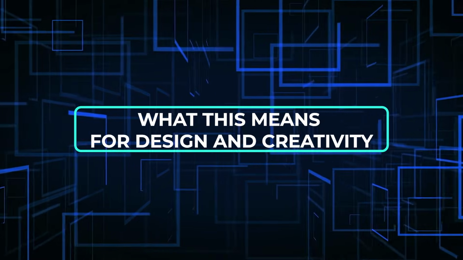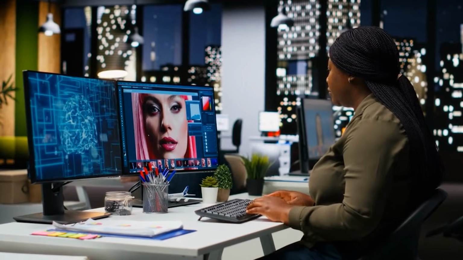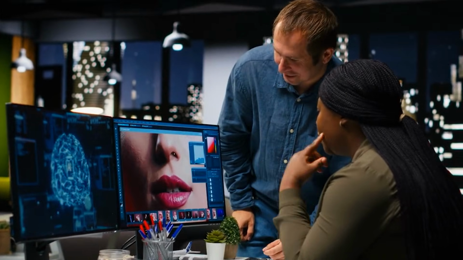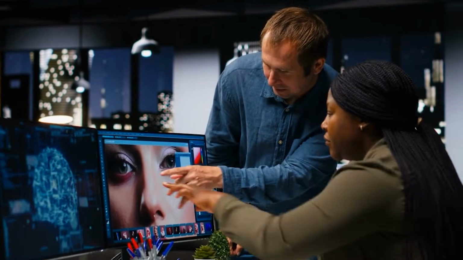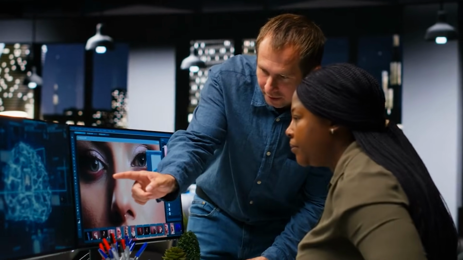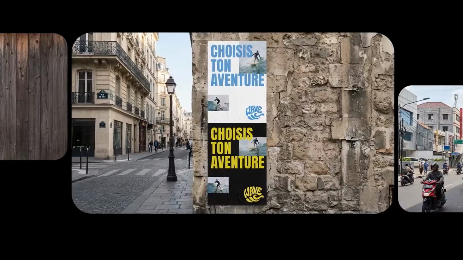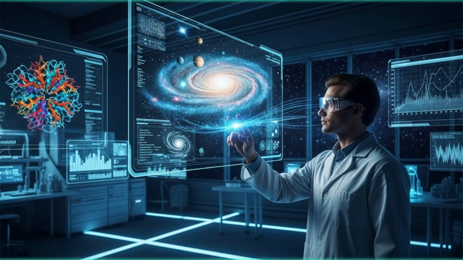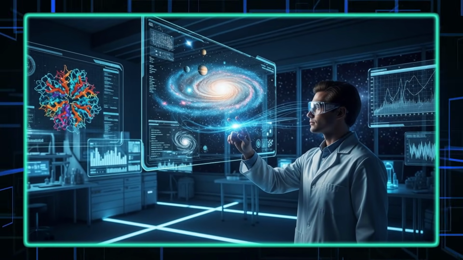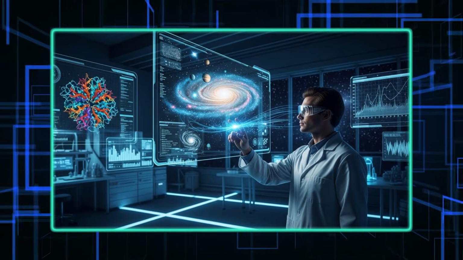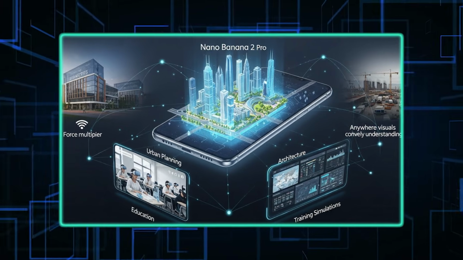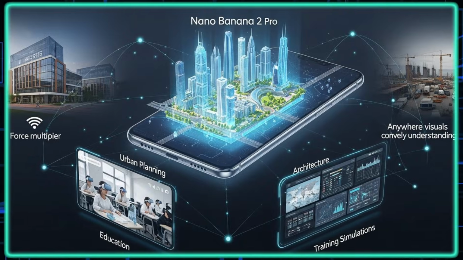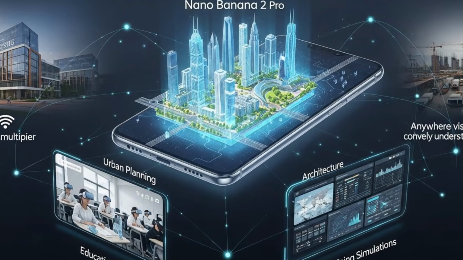What this means for design and creativity. Designers won't use this tool to generate ideas. They'll use it to collaborate. You can iterate with intent. You can refine constraints. You can explore alternatives that all remain logically sound. That accelerates creative work without breaking coherence. Why this is also a scientific tool. This isn't just about art. Researchers can simulate environments, visualize hypotheses, and explore scenarios without breaking physical logic. Urban planning, architecture, education, training simulations. Anywhere visuals convey understanding, this model becomes a force multiplier.